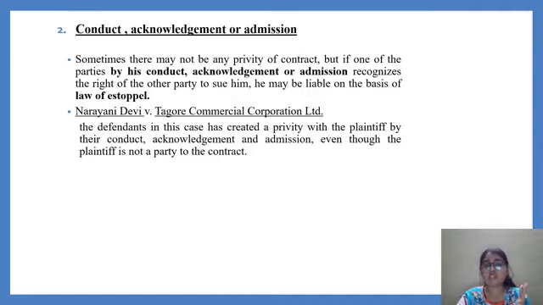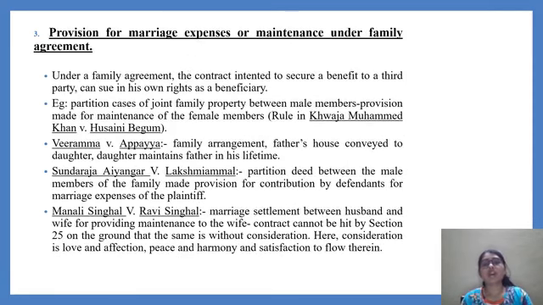Okay, so this is the second exception to the doctrine of privity of contract, that is, the creation of a privity of contract by the act, acknowledgement or admission of the promisor. Now, the third and final exception under the doctrine of privity of contract is regarding the provision for marriage expenses or maintenance under the family agreement. When it comes to family agreements, the doctrine of privity of contract may not apply.